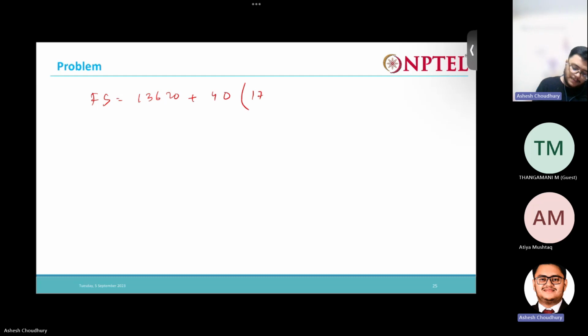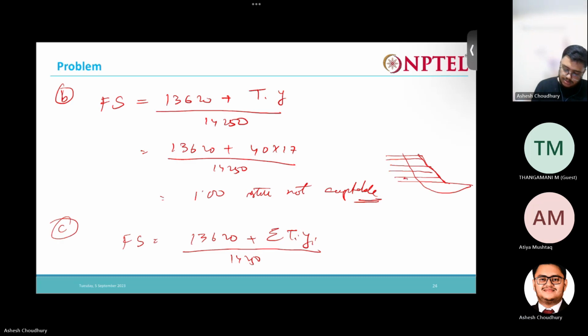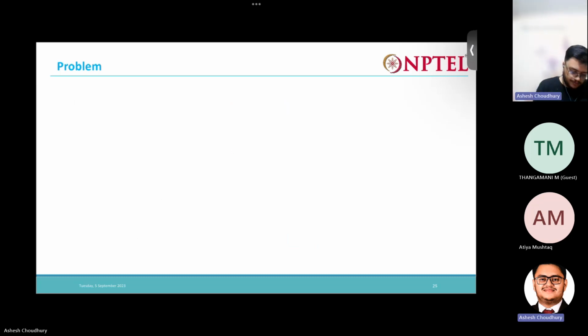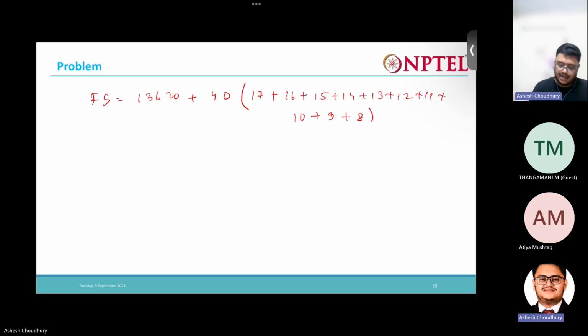Initially it is 70. So, 1 meter spacing. At this one meter spacing, we are providing the geotextile layers up to the top. So 10 layers are being provided. So if we are providing 10 layers, let's see how much the factor of safety increases.